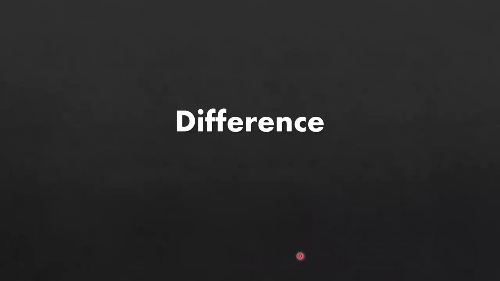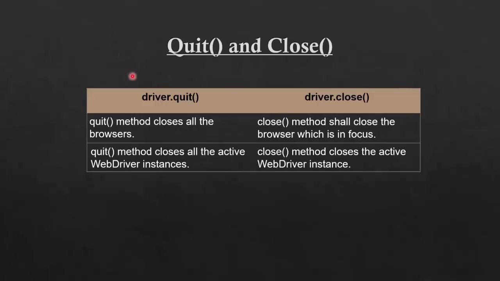Now let's understand the difference. The driver.quit command closes all the browsers, whereas the close method closes the browser which is in focus. The parent tab was in focus, right? So it closes that browser which is in focus. The quit method closes all the active WebDriver instances, whereas the close method closes only the active WebDriver instance. So this is the difference between the quit and the close command.